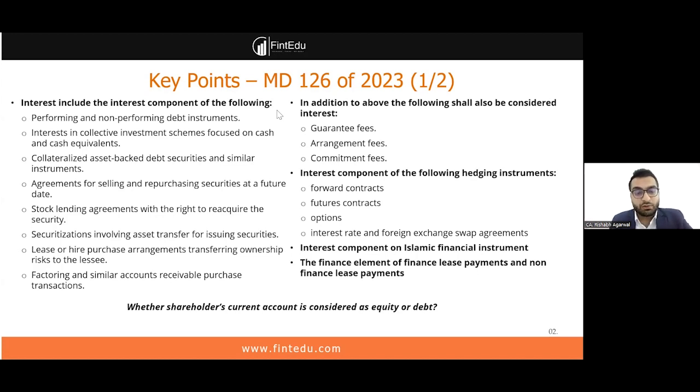This is something peculiar to UAE and is not seen in a lot of jurisdictions. So, you can put in the chat box your comments on whether you think the shareholder current account is debt or equity. And we have got one answer: okay, current account is equity as it is perpetual and has no repayment terms.